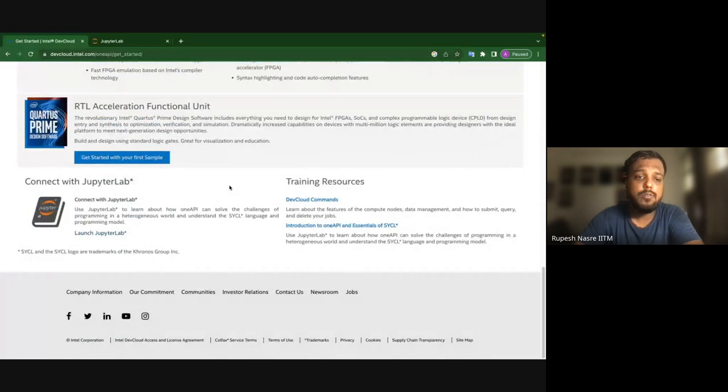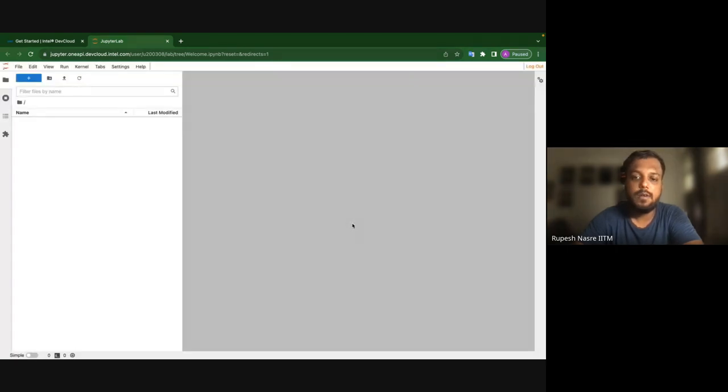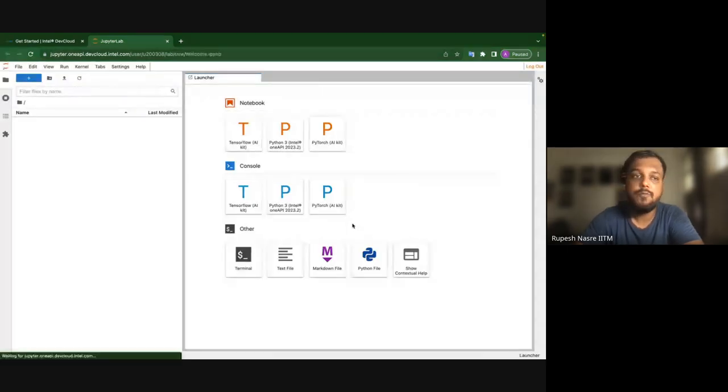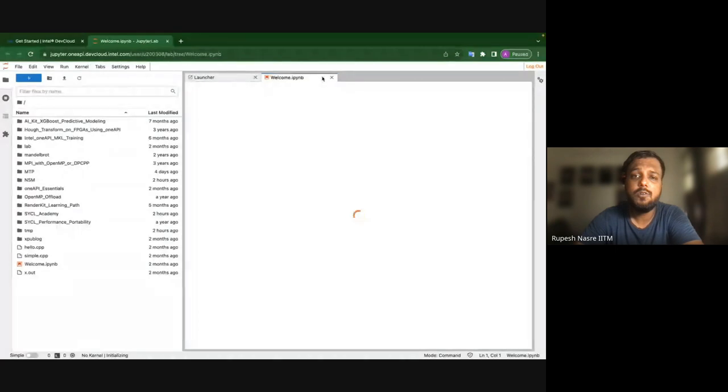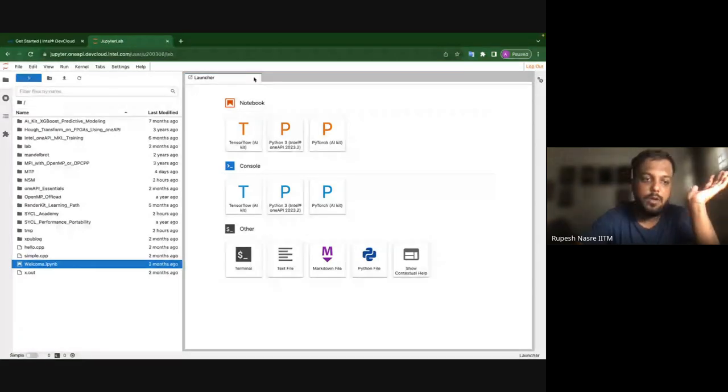So for us to use this Jupyter Lab, we just have to launch it. It will open in the next window. Since I am using it currently, I'm just clearing the workspace. For you, it will open some tabs over here, and you are free to close all the tabs, perfectly fine. Now, this is the basic screen you will be getting over here.